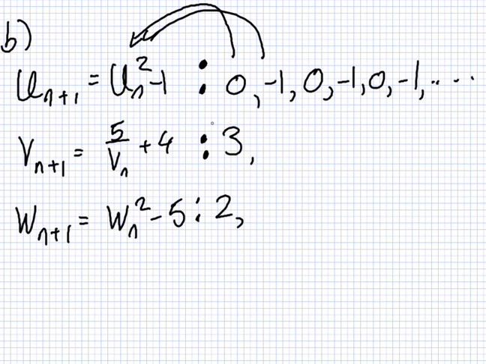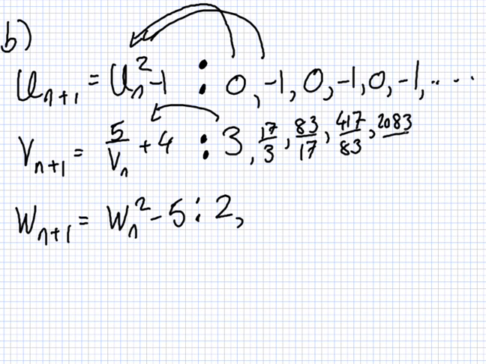Same deal with the next one. You put 3 in here. So you get 5 over 3 plus 4, which is 17 over 3. Then you do it again, and you get 83 over 17. And then you do it again, and you get 417 over 83. Then you do it again, and you get 2083 over 417. And then you do it again, and again, and again. And I can see after doing it a few times, you get 4.9998.